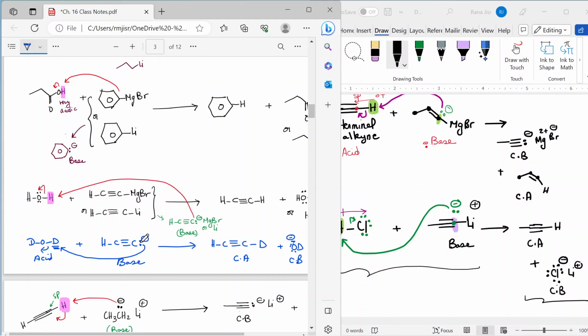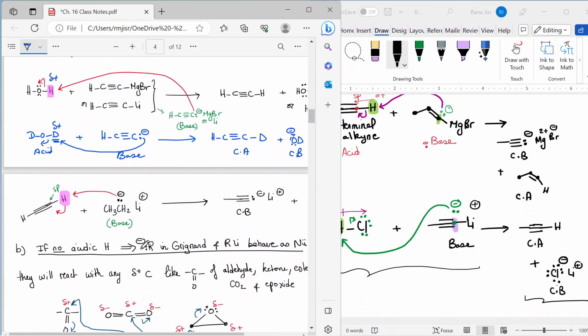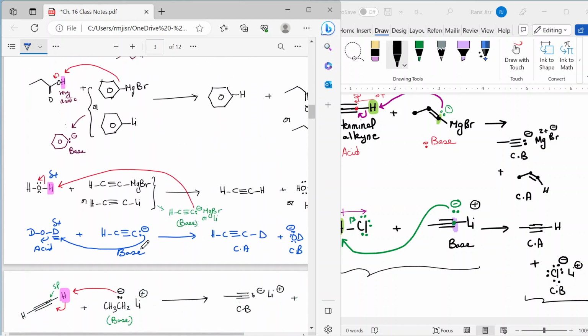It's very important to start your arrow from the source of electrons, which is the carbanion, towards the electron deficient element. In this case, always it's going to be towards the partial positive in there, and then every time you make a bond, you break a bond. There are more examples in the notes. Please look at these examples.